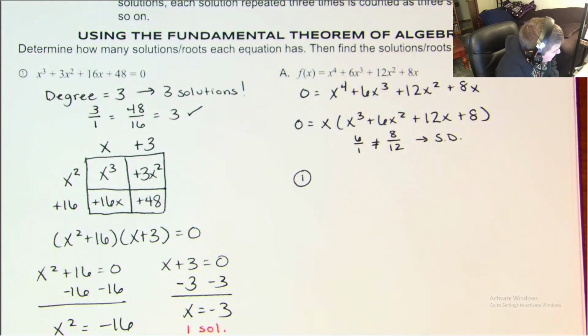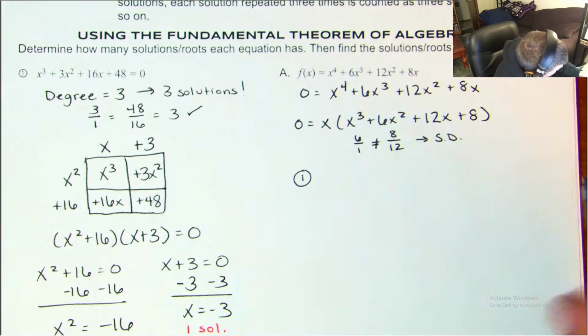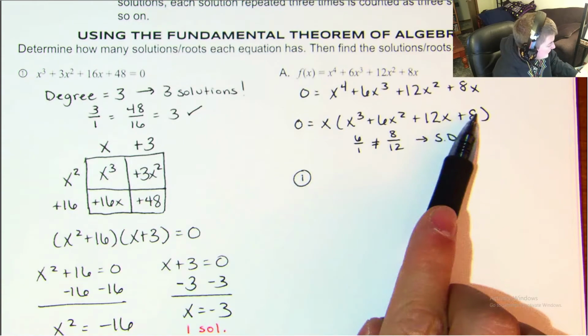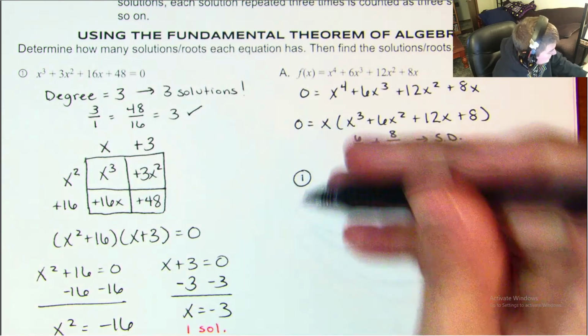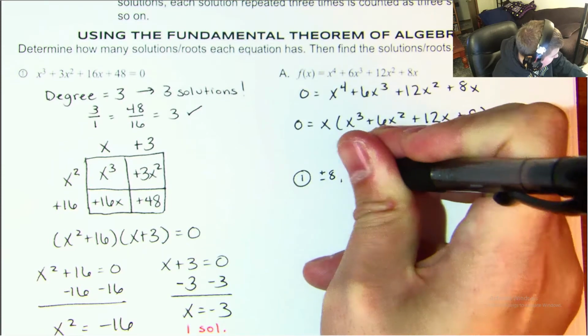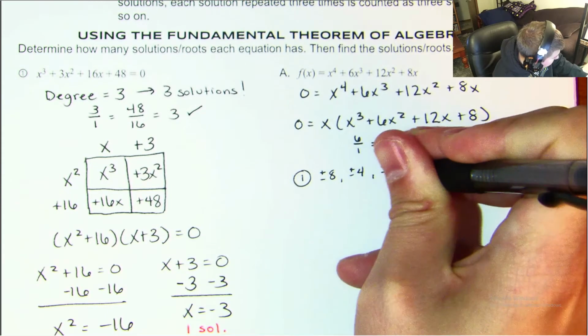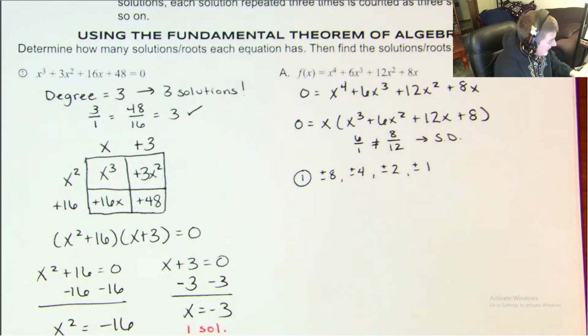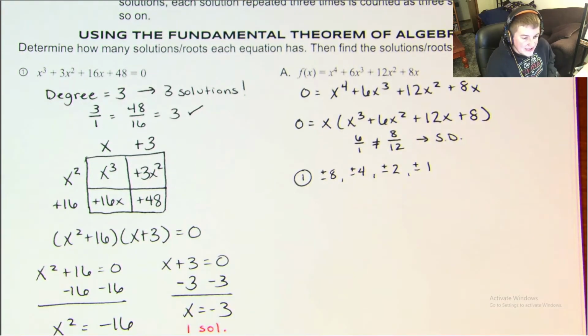Okay, so that means the first thing I need to do is find the possible solutions. So the possible solutions are the last term divided by the first term. So that means positive or negative 8, positive or negative 4, positive or negative 2, and positive or negative 1. Any one of these could be solutions, and I am not really interested in guessing and checking which one of those could be a solution. As opposed to that, I'm just going to use the calculator.